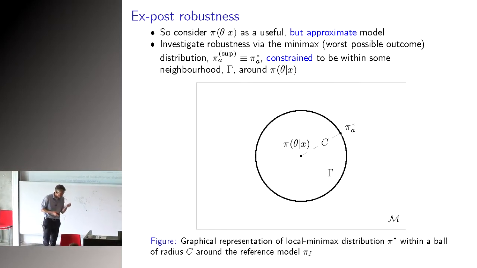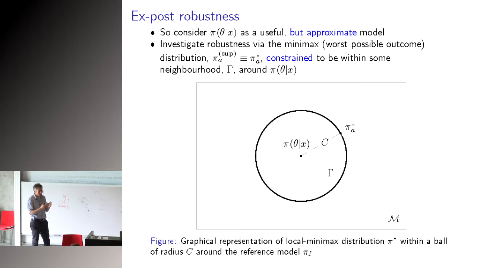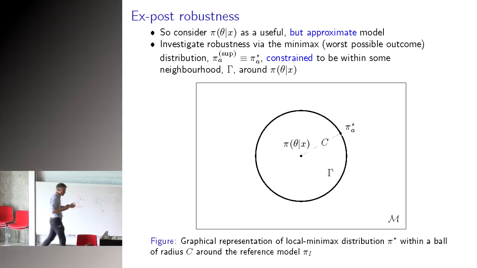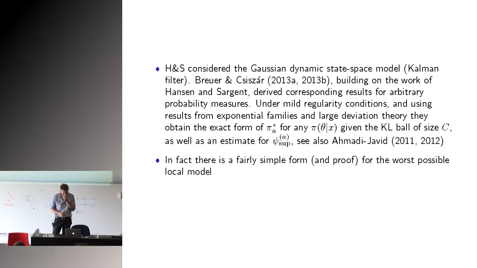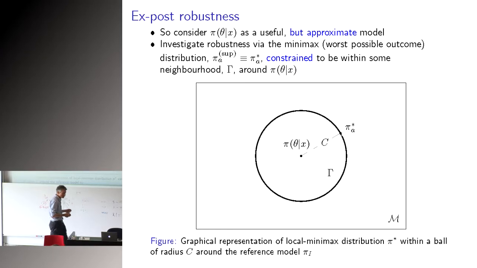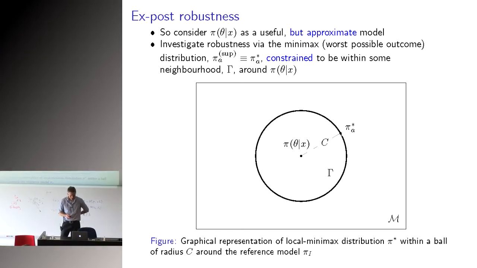Yeah, if you really think that you've done a great job, yeah, then you wouldn't expect the neighborhood to be very large. Yeah, if you were really concerned or you didn't know much, then you might expect this neighborhood to be much larger. Okay. So in Hansen and Sargent, they considered Gaussian dynamic state-space models. Yeah. And they showed that for this class of models, there's other things like Kalman filters, there's an explicit form for this thing here, the worst possible outcome, yeah, has an explicit closed form, which is surprising in some sense, until you see the answer, and then it becomes intuitive.